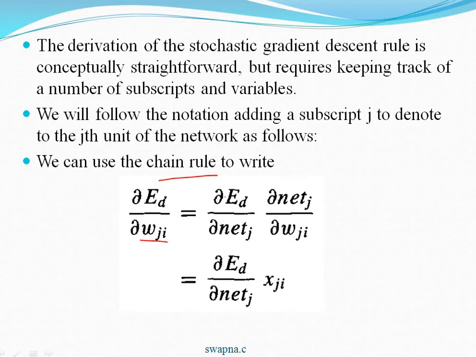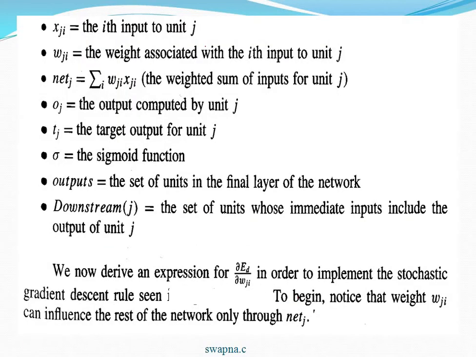By applying the chain rule, we are finding the derivative of E_d with respect to net_j, and the derivative of net_j with respect to the weight. And this we can write like this. Whatever notations we are using here, I am explaining once again: x_ji is the ith input to the j unit, and w_ji is the weight associated with the ith input to the j unit.